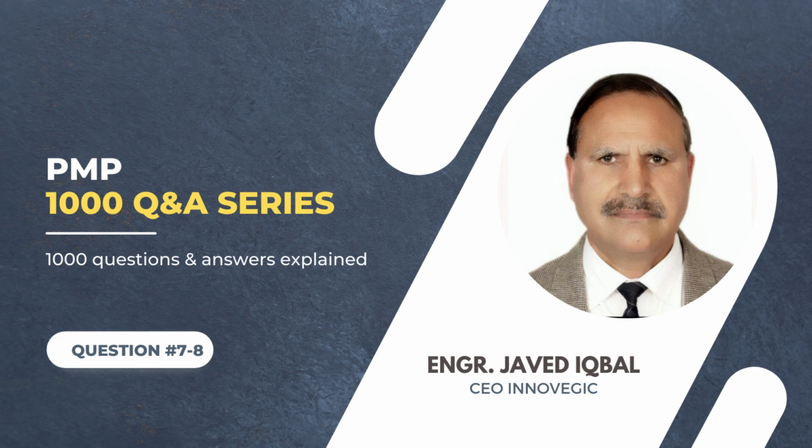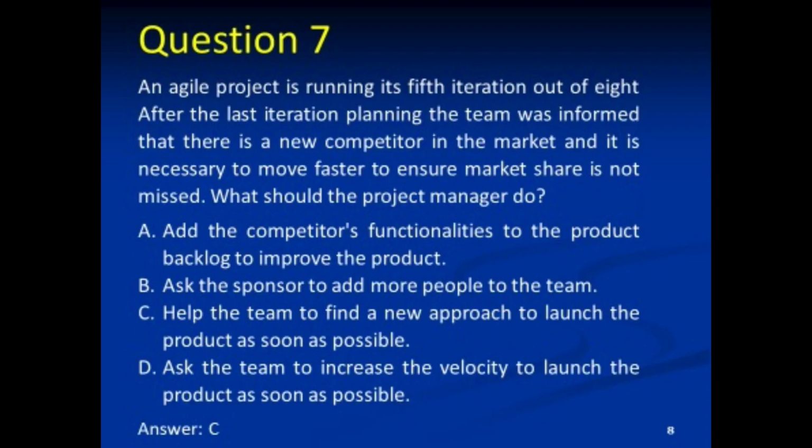Now we start with question number 7. I read the question, try to understand what the options are and which is the best option to be selected as the correct answer. An agile project is running its 5th iteration out of 8.